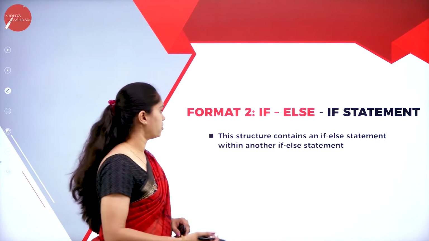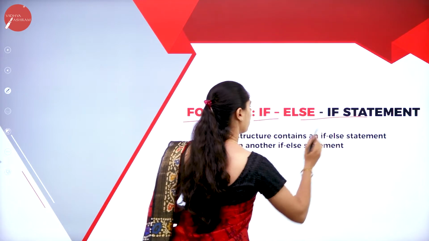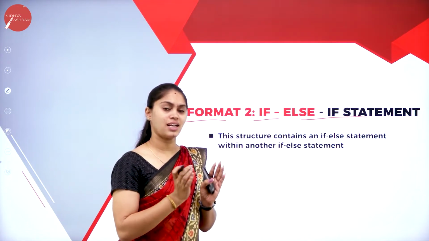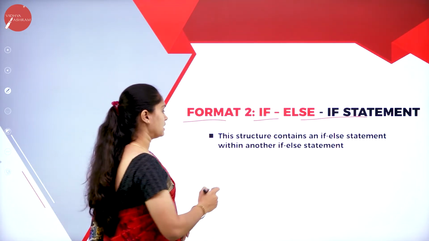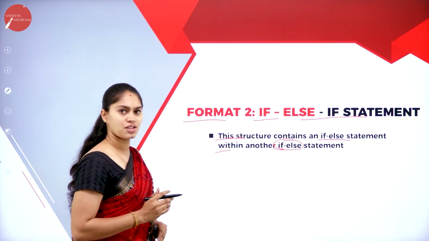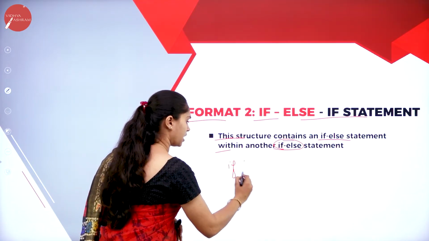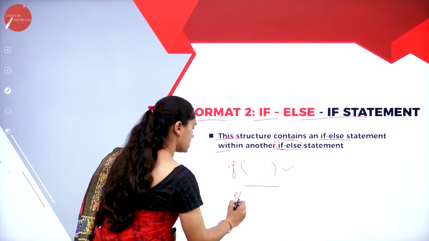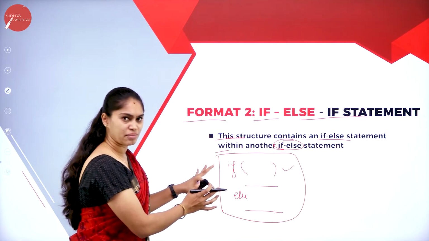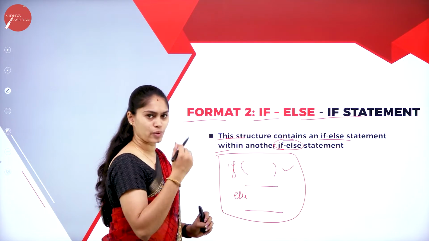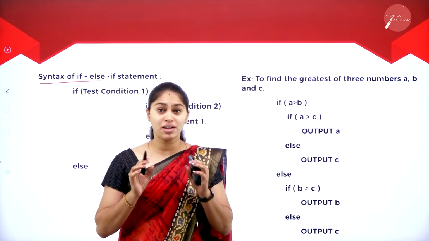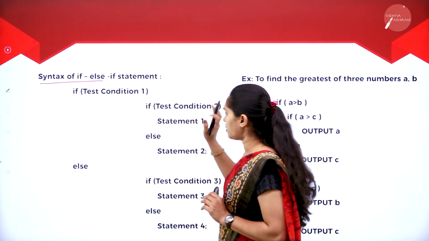What about format 2? We have one more format, that is nested if. One if contains another if, but the way of having that if inside another if is different here. This structure contains an if-else statement within another if-else statement. Already we know: if the condition is true, the if part; else, the else part. This is one if statement. What if an if-else statement contains another if-else statement? Here you can see the syntax of if-else-if format 2. So one if-else contains another if-else. Observe it properly.